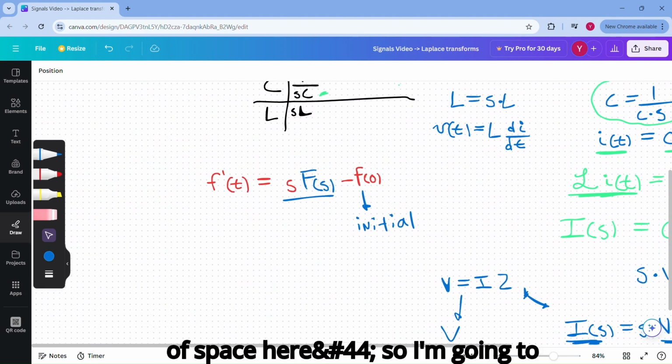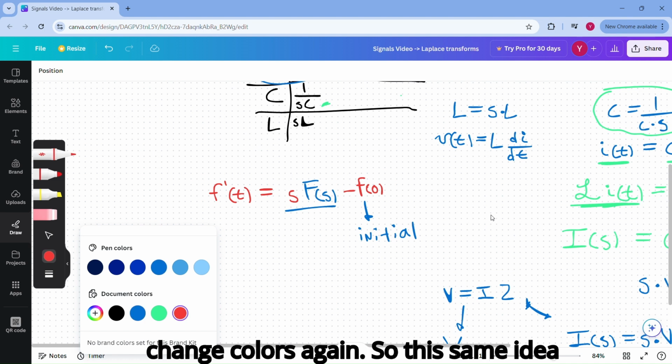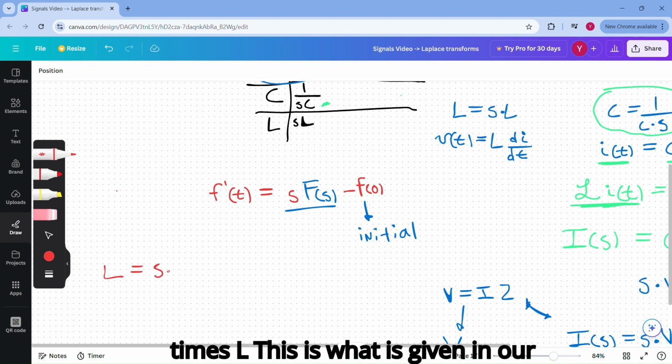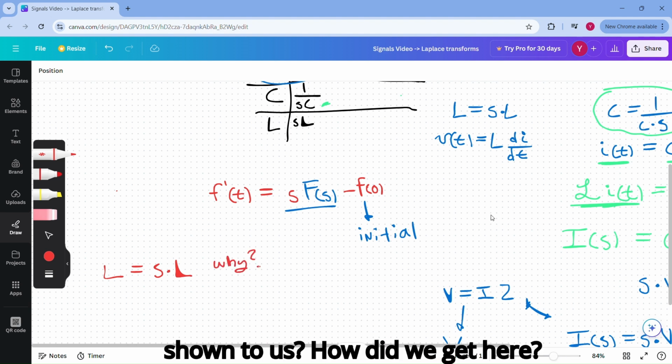I might be running out of space here, so I'm going to rewrite it on the other side, and we can change colors again. So this same idea, we're saying Z_L equals S times L. This is what is given in our table. And once again, why is it shown to us? How did we get here?